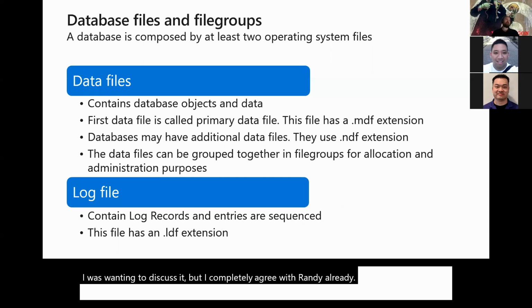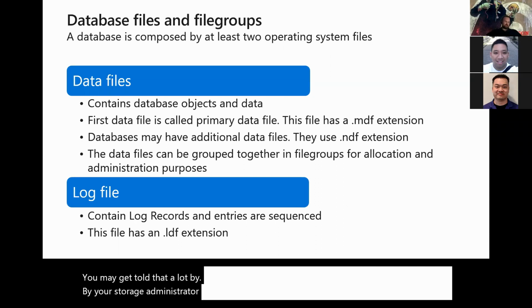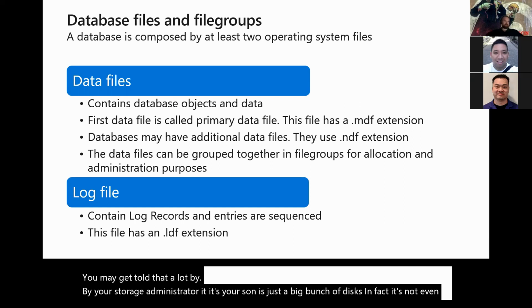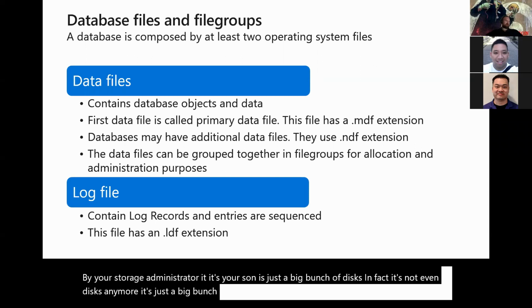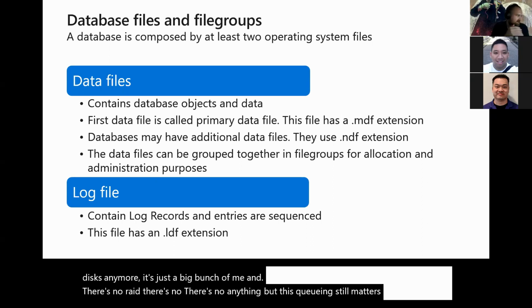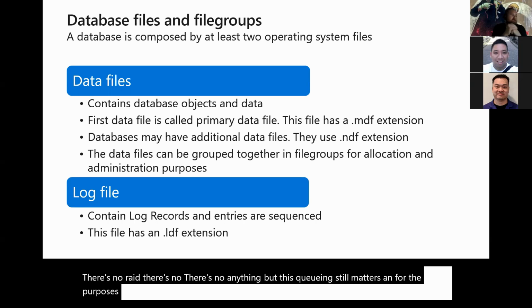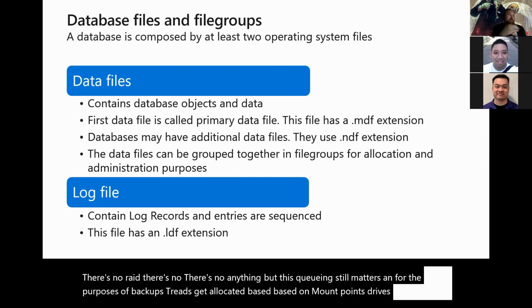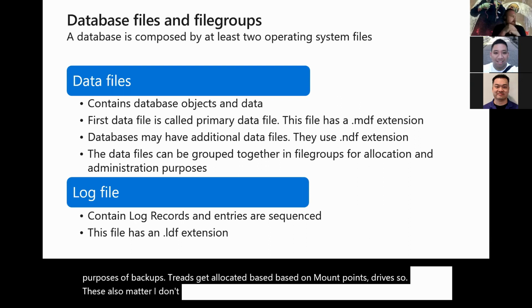You may get told that a lot by your storage administrator: your SAN is just a big bunch of disks. In fact, it's not even disks anymore. It's just a big bunch of NVMe, and there's no RAID, there's no anything. But disk queuing still matters, and for the purposes of backups, threads get allocated based on mount points of drive. So these all still matter. I don't know if Randy had another point to make on this.